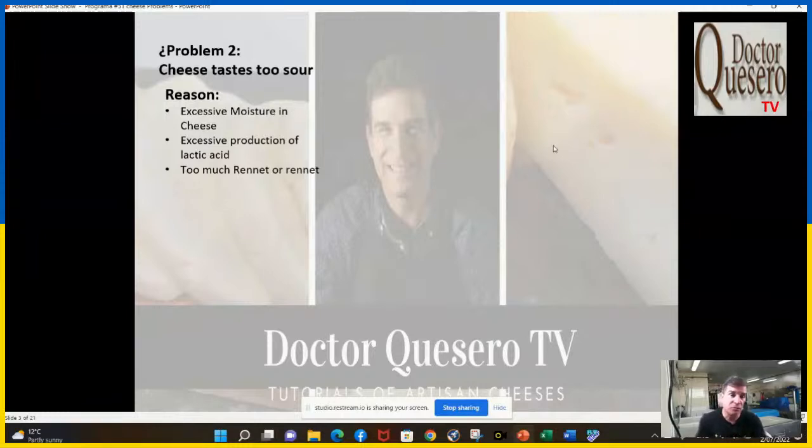And what you have to do to avoid this is reduce the amount of rennet so you can reduce the bitterness. Also, when your cheese is too sour, it's because maybe you didn't put enough salt. So you have to put the right level of salt. Generally, when we are making cheese, we work by standards: 1%, 2% of salt.